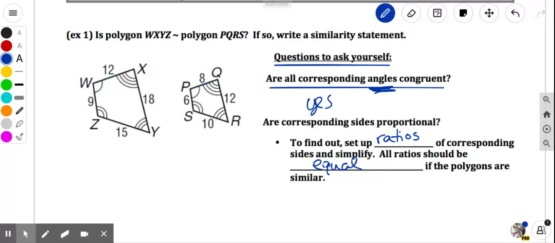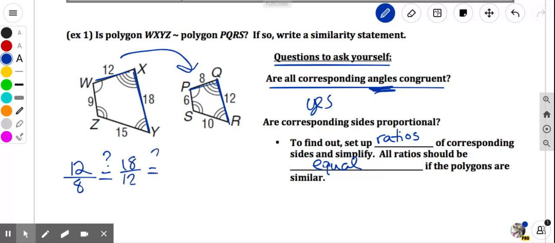It doesn't matter if you put the big figure on the top or the small figure on the top, it doesn't make a difference as long as you do it the same for all of them. So I'm going to go big to small. So I'm going to start off with 12 over 8. There's my first ratio, these two. And I'm going to figure out, is that equal to 18 over, do you guys see how this matches with 12? 18 and 12.